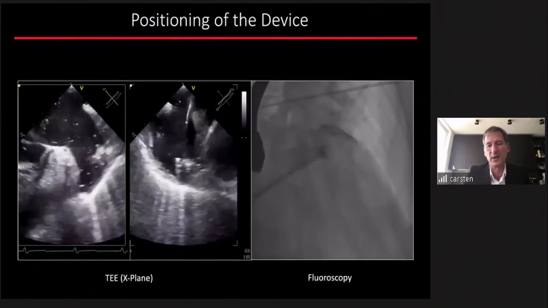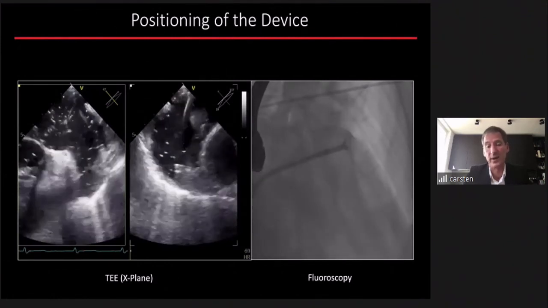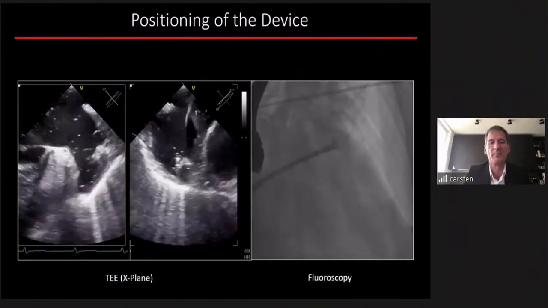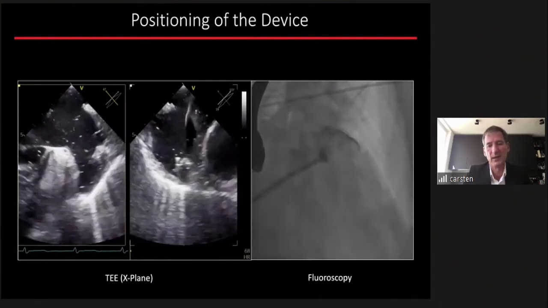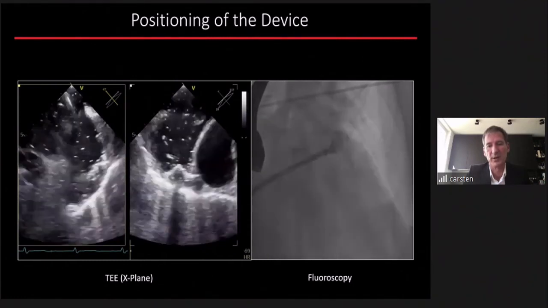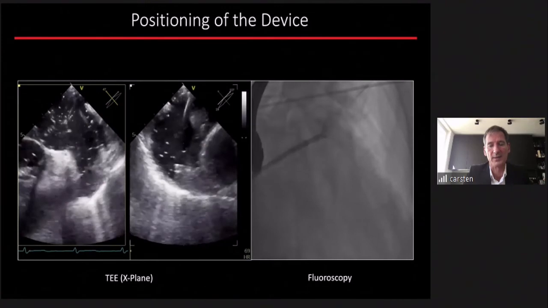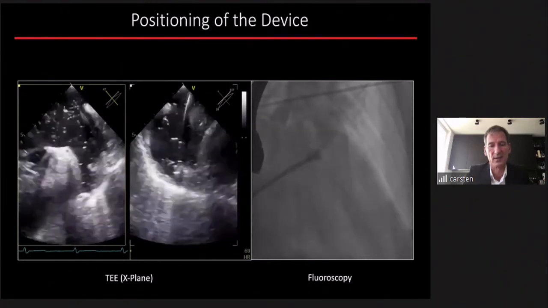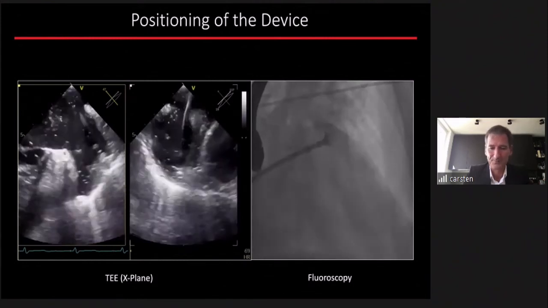And the beauty with the Lambert device, as with FLX now and the AMOLED, is that you can basically freely move within the LAA to position your device. And this is atraumatic as long as you advance the device a little bit and the umbrella is developed.